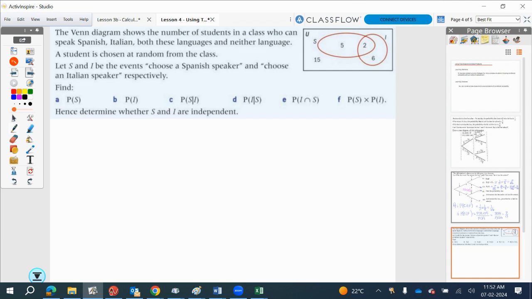Okay, let's have a look at our answers. This was a bit easier. For A, we need the probability of event S. What's that one going to be? 7 over 28.